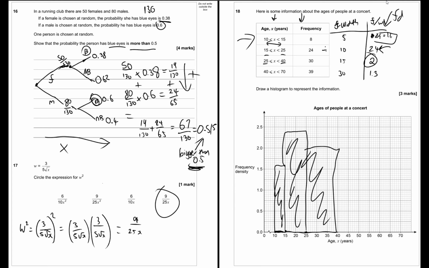Okay, the last one, 40 to 70. So 40 here, 70 here, we're going up to 1.3. So start here, all the way up to 1.3. Like I say, use a ruler in your exam. Okay, so that is it for question 18.